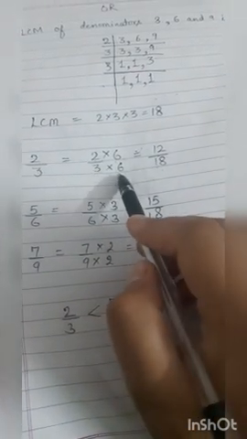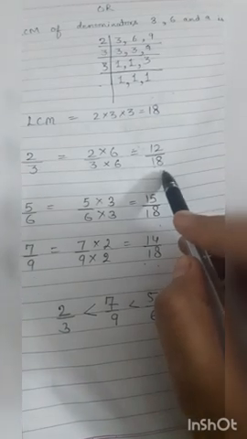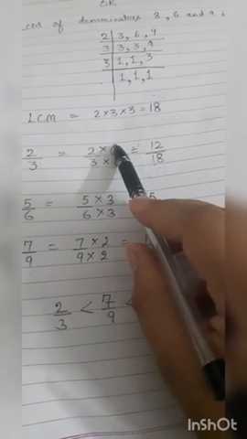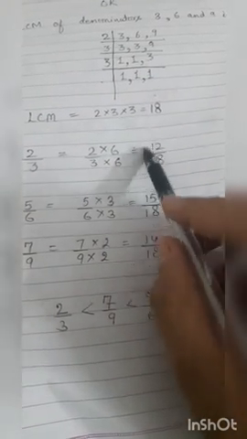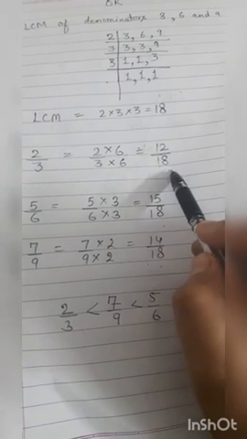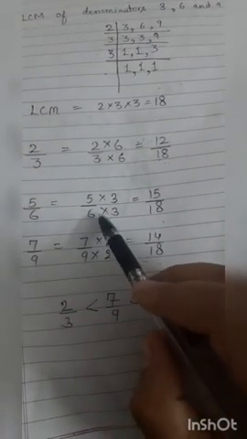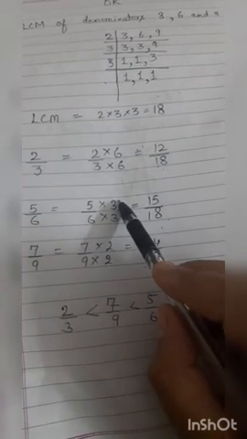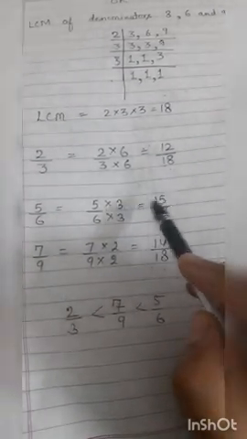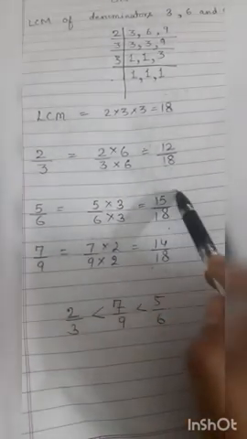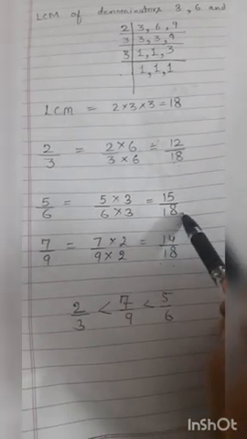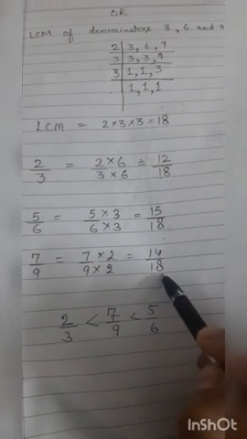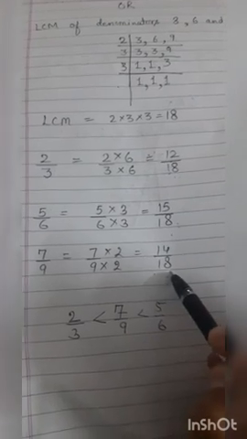If we are multiplying the denominator by 6 to get 18 as the denominator of an equivalent fraction, then we have to multiply the numerator also by 6. So we will get the equivalent fraction, that is 12 by 18. Here also, when we multiply 6 by 3, we will get 18. So we will multiply the numerator 5 also by 3. So we will get an equivalent fraction with denominator 18.